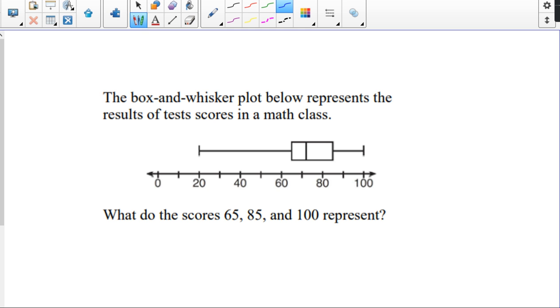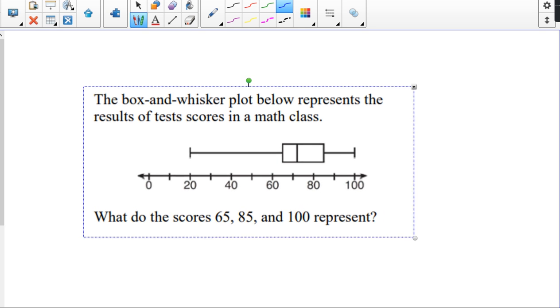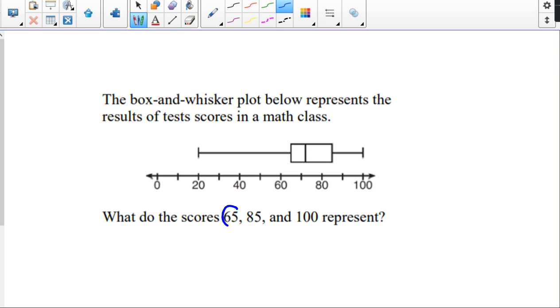Okay, so starting with 65. I see 65 in my number line right here. Okay, that represents the first quartile. This section up until the box represents the first quarter of the data. So when we hit the beginning of the box, that's the cutoff of the first quarter. We call that the first quartile. So 65 is the first quartile.